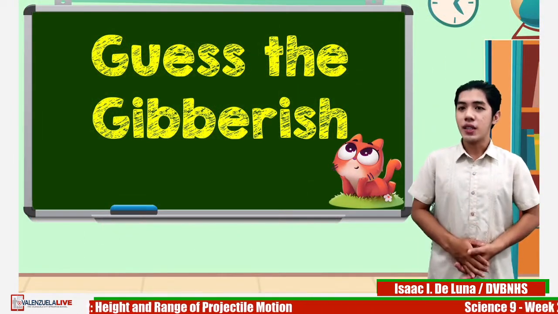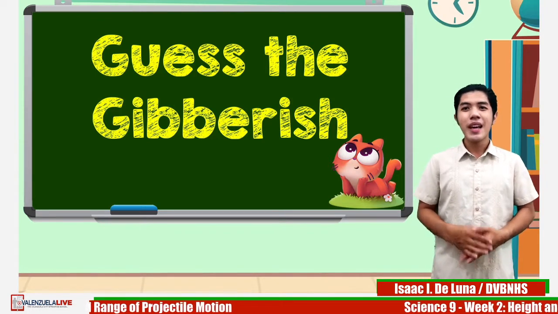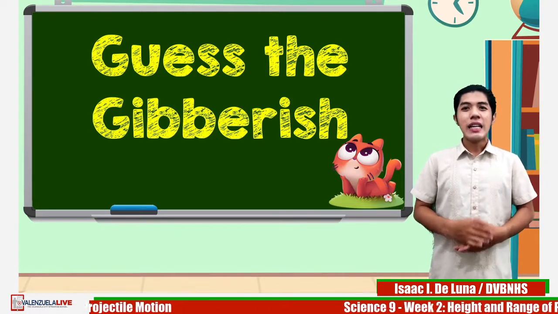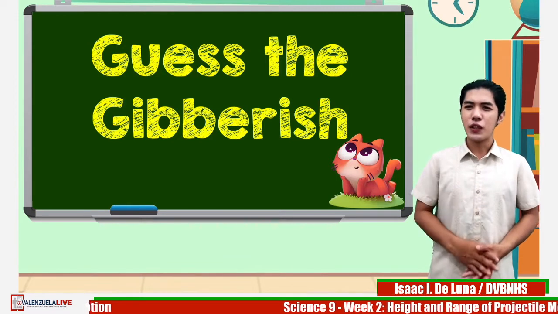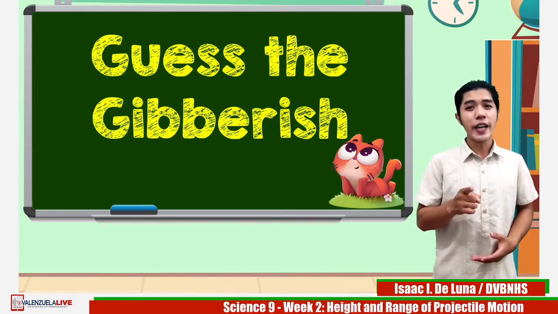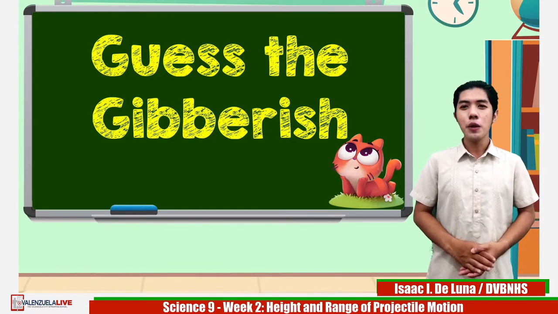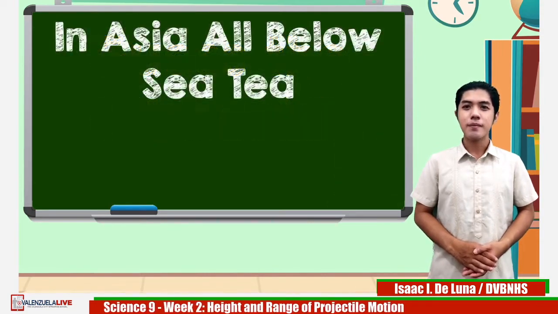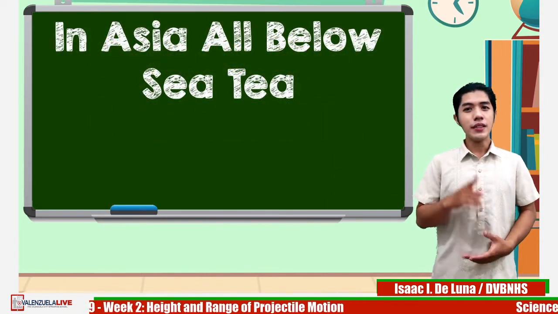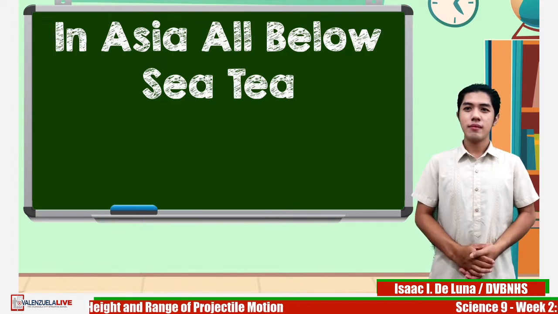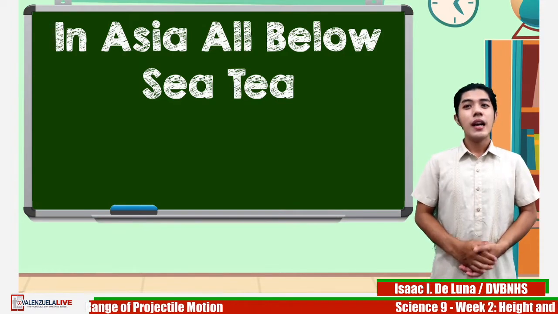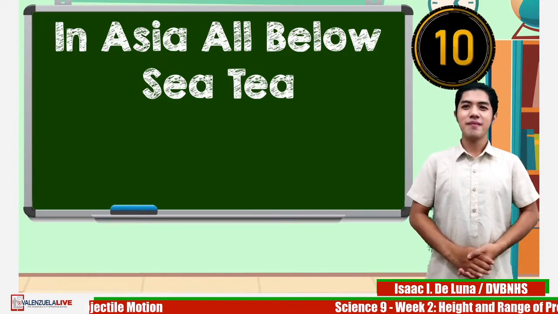Before we begin our lesson, let us play this game called Guess the Gibberish. In each round, you will be given a set of words and you should identify the hidden word based on how you pronounce them together. Number 1. Type your answers now.